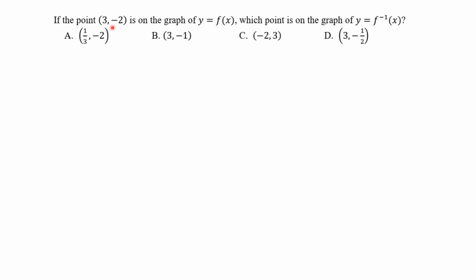When it comes to the fourth question, look: if the point (3, -2) is on the graph of y equals f of x, then which point is on the graph of y equals f inverse of x? If the point is on the graph of f, which point is on the graph of f inverse? This means we reverse it. If (3, -2) is an element of f, then (-2, 3) is an element of f inverse. So in short, our answer is C.